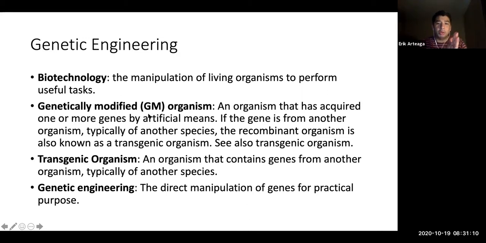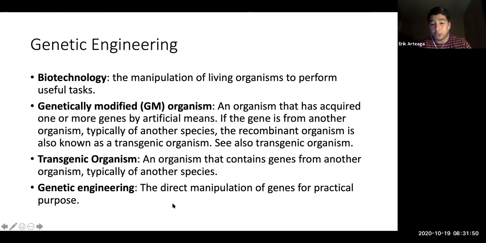So we have a genetically modified organism, or a GMO, right? An organism that has acquired one or more genes by artificial means. If the gene is from another organism, typically of another species, the recombinant organism is also known as a transgenic organism, okay? And this is where we can have issues. So we talked about having different plants, maybe with a peanut protein, and then giving that plant to the general population. If that peanut protein can trigger someone's allergies, we might have issues with that genetically modified organism, right?